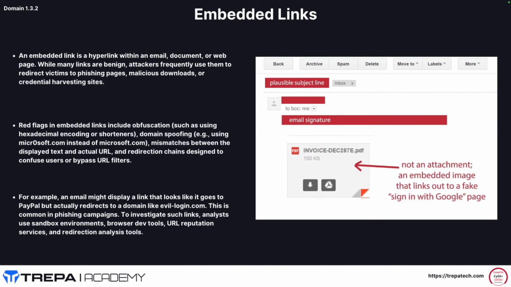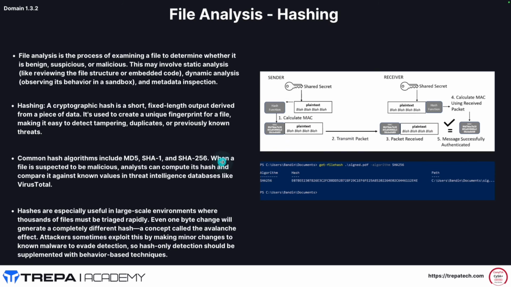Okay, now we're going to go over some other ways we can determine some malicious payload coming across. Embedded links. An embedded link is a hyperlink within an email, document, or web page. Now, some may be benign, but they may be malicious. Red flags in embedded links include obfuscation, such as using hexadecimal encoding or shorteners, domain spoofing, or mismatches between the displayed text and actual URL. Here is a great example. This is not an attachment, it's an embedded image that links out to a fake sign-in with Google page that's going to steal your credentials.